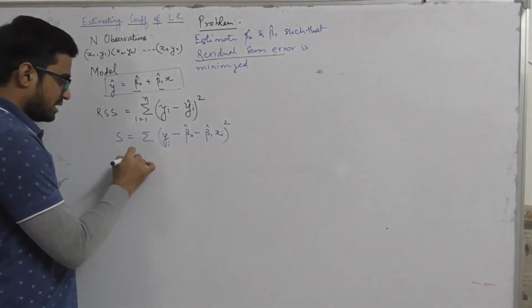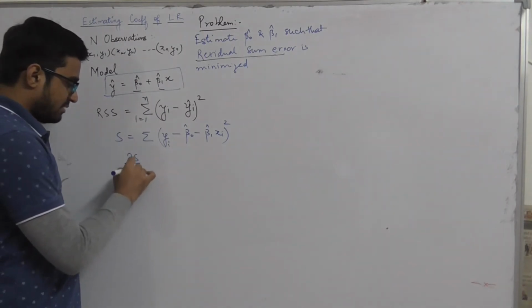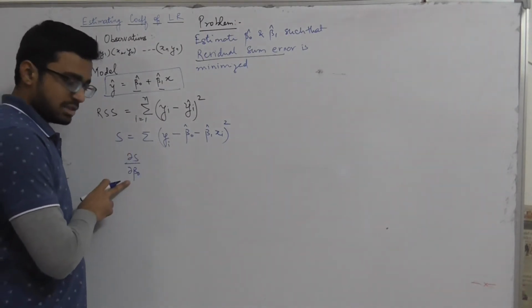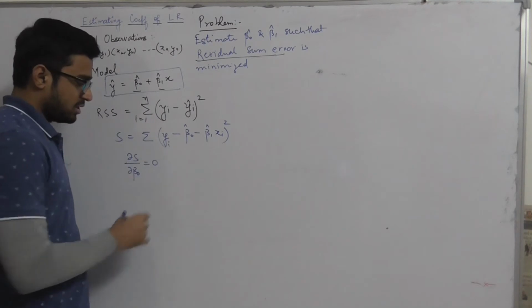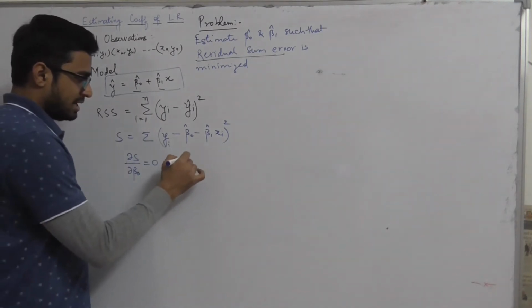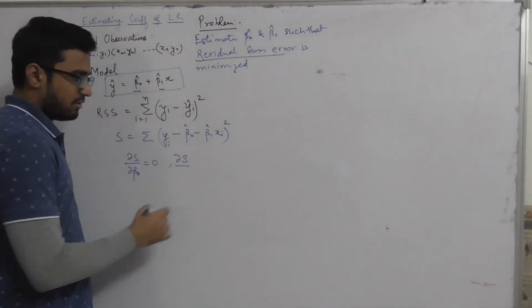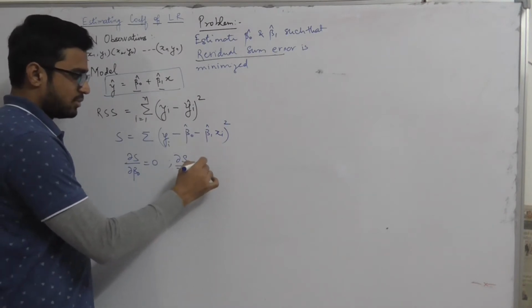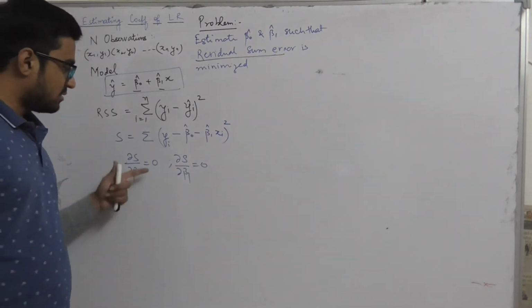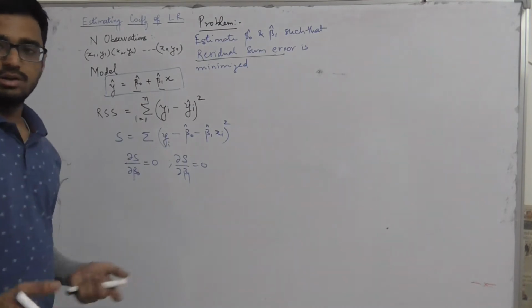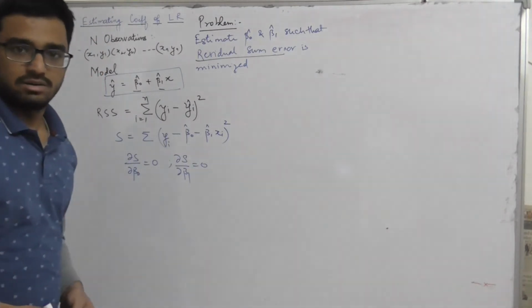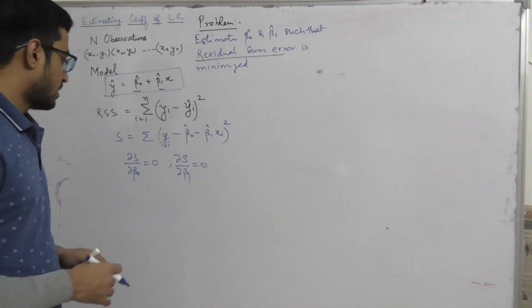So what we will do, we will find the derivative of S with respect to beta naught and put it to 0, and we will find the derivative of S with respect to beta 1 and put it to 0. After solving these equations, we should get our beta naught and beta 1. Let's see whether we are getting that or not.